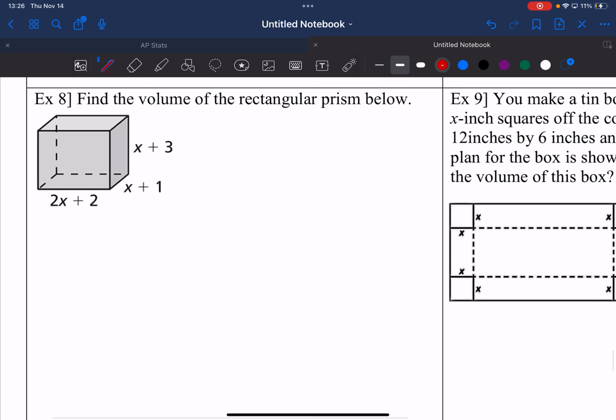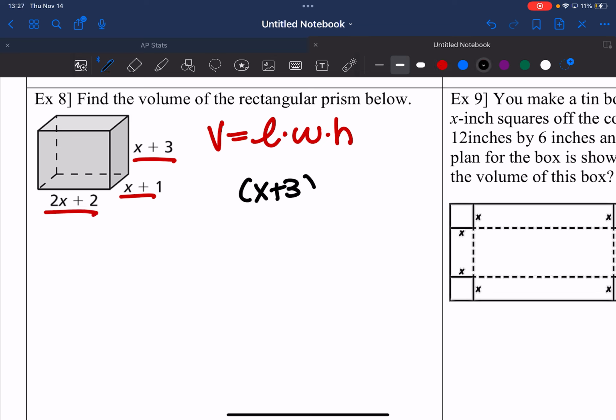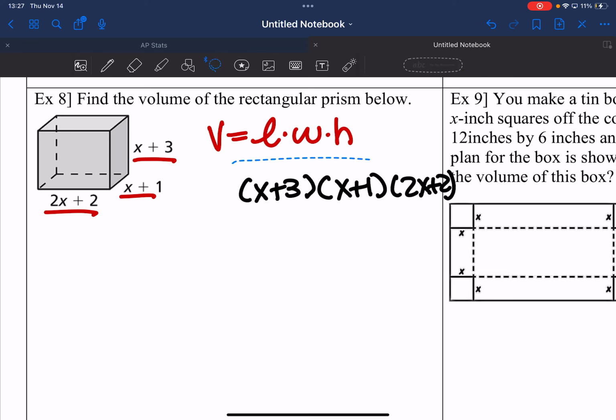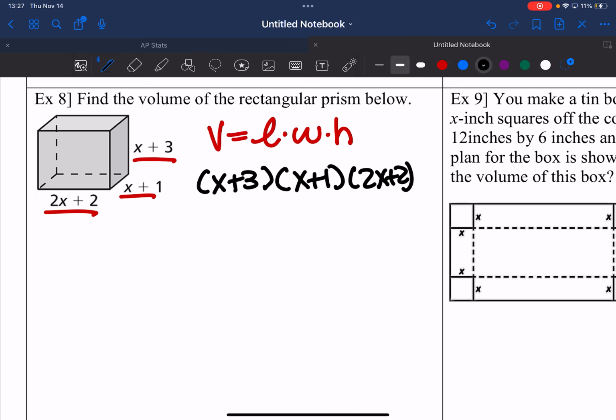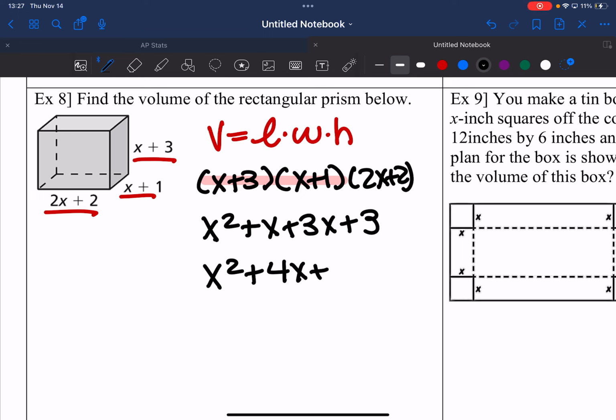Number 8 says find the volume of the rectangular prism below. So we know that volume is equal to length times width times height. So that's the same as saying x plus 3 times x plus 1 times 2x plus 2. Let me move this over a little bit. There we go. So first, I'm going to FOIL the first 2. So I have x squared plus x plus 3x plus 3, which is x squared plus 4x plus 3.